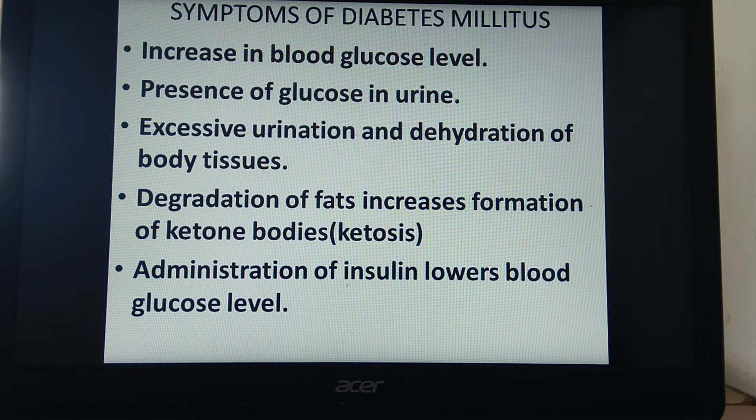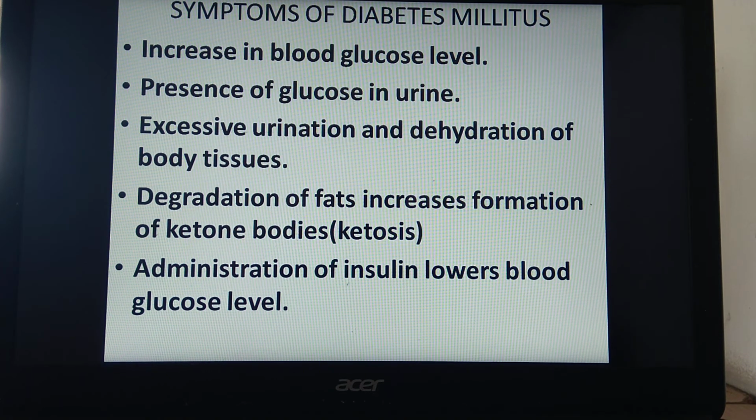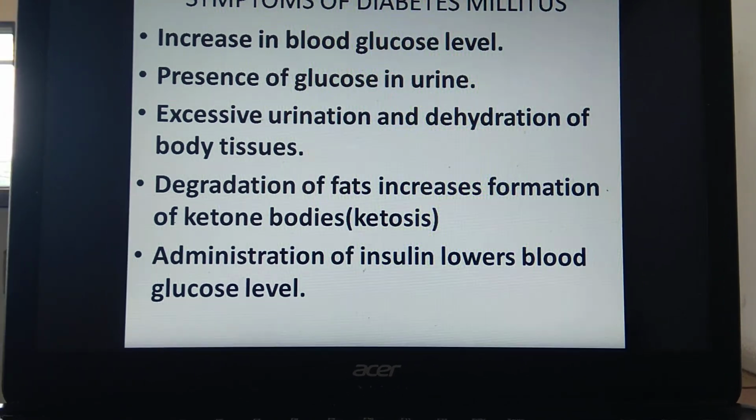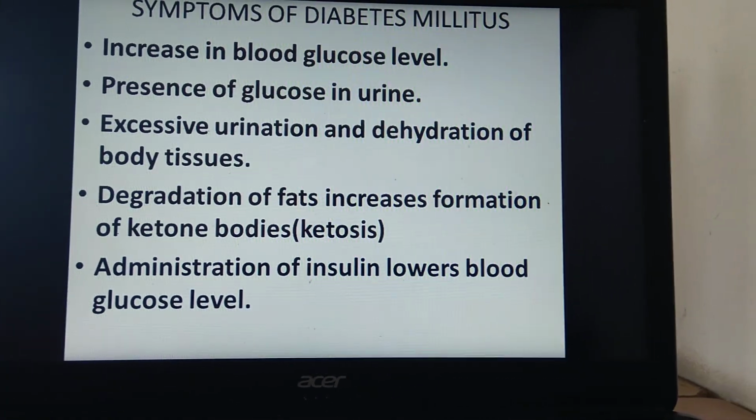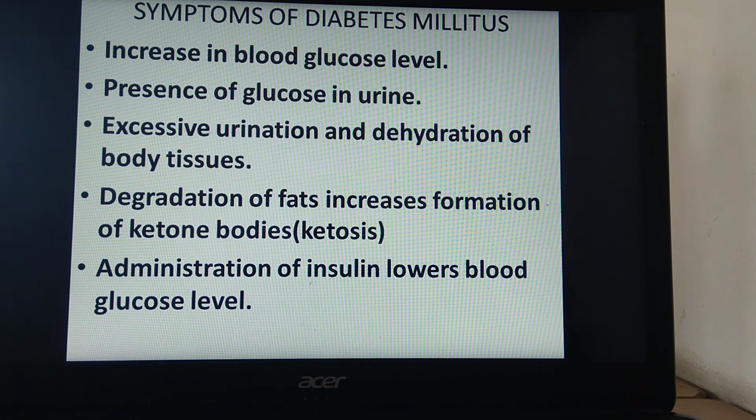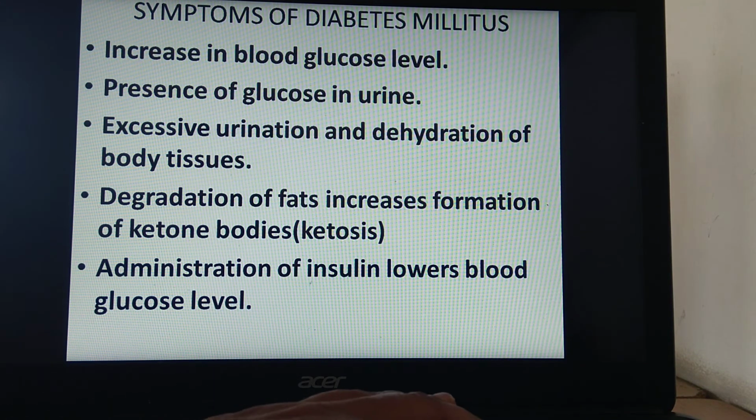And what is the treatment? It is administration of insulin, which results in reduction in blood glucose level. So what is the treatment? Insulin should be administered into the body of patients. This is for diabetes.